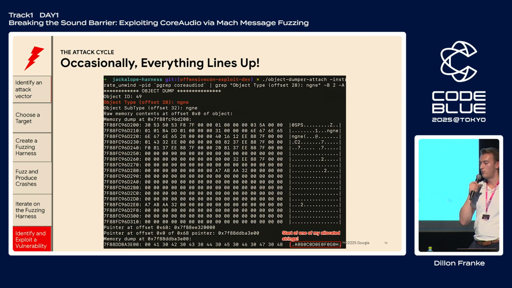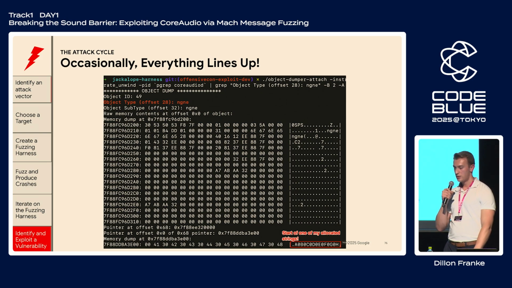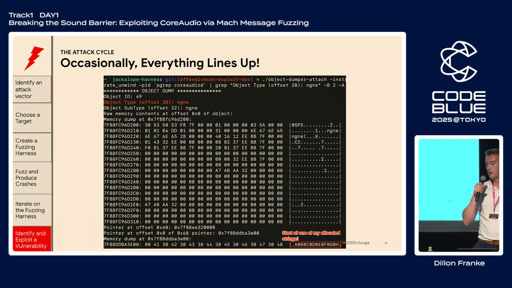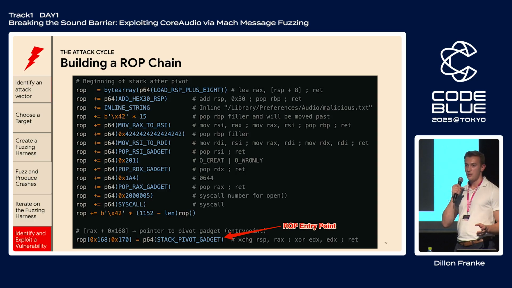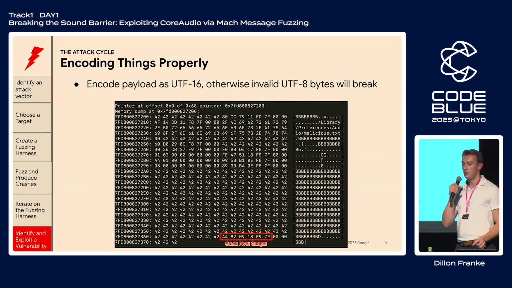And as you can see from my object dumper script, eventually everything did line up. We have an engine object here, and then I'm dumping the offset 68, which is going to another pointer, and then that pointer points to the raw data that we then control. At this point, it was just as simple as building a ROP chain, starting with a stack pivot gadget, and then performing a file open on a file in a directory we normally couldn't control, but the CoreAudio D user could. And then encoding things in UTF-16 instead of UTF-8.